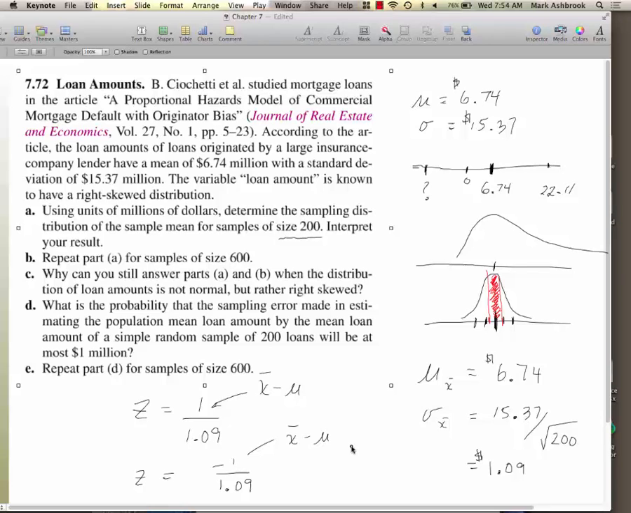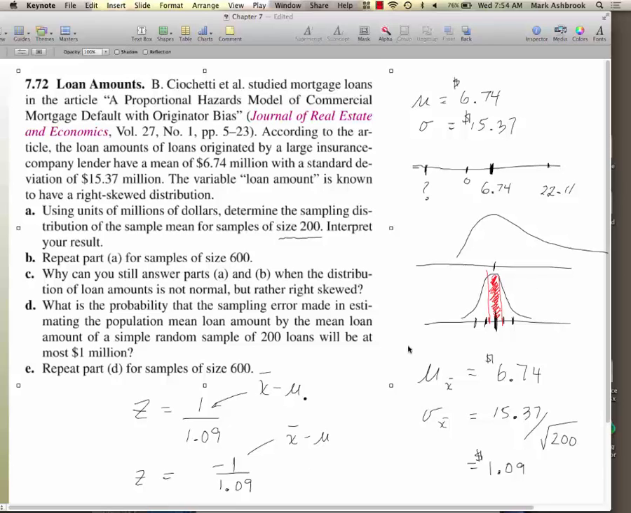So we could add 1 and say 7.74, but we're going to come back and subtract it out anyway. We're going to go 7.74 minus 6.74. So just recognize that your numerator in the z-score is the distance from the mean, and that is basically the error. But if it's to the left, it'll be negative. Do you see that? Does that make sense? Okay, anybody got it?